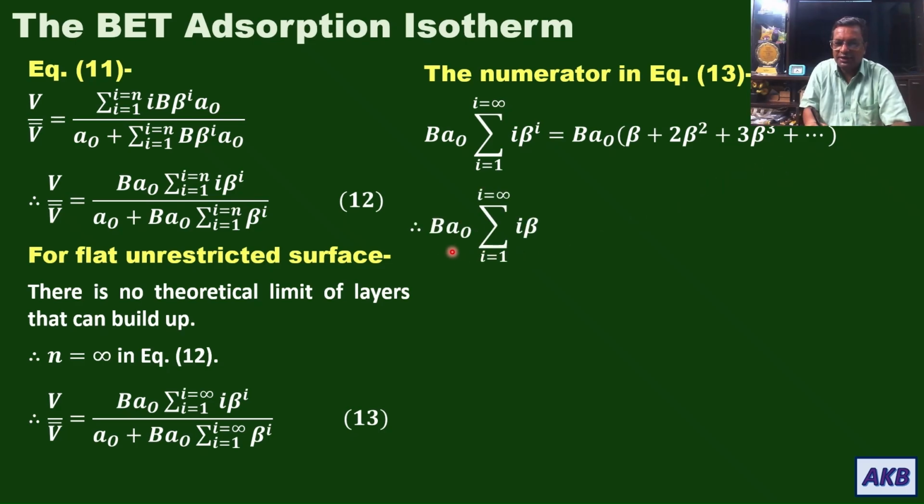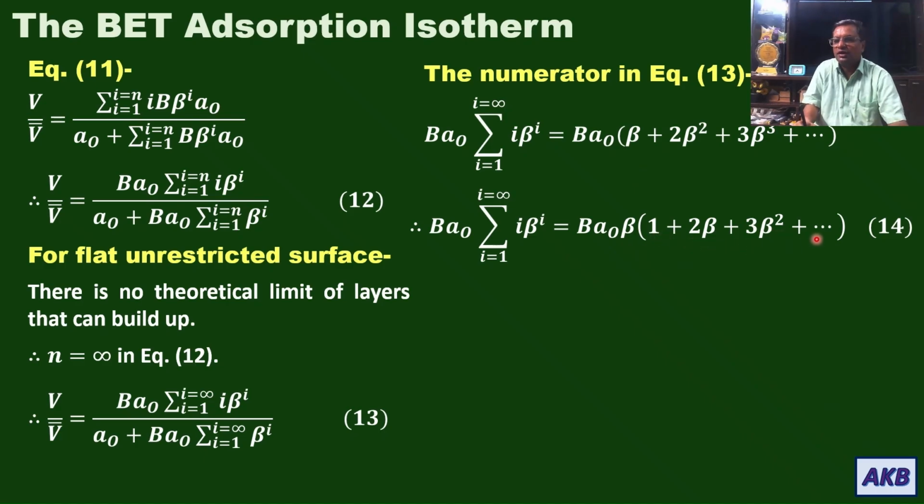So that is B into A naught into summation of I into beta raised to I, where I goes from 1 to infinity, is equal to B into A naught into beta. From each term I am taking beta common. So if I do that, what is left in the bracket? It will be 1 plus 2 beta plus 3 beta squared plus 4 beta cubed, and so on and so forth. And I'm calling this equation number 40.